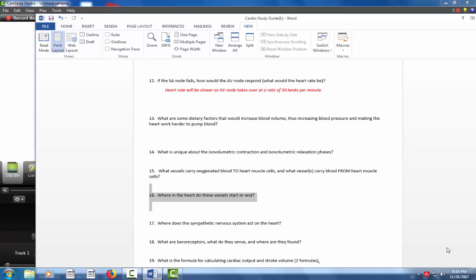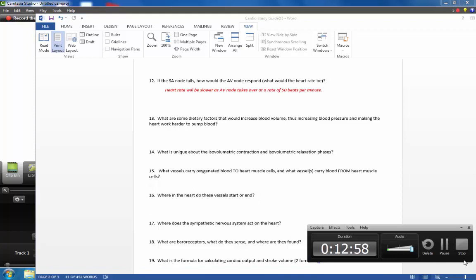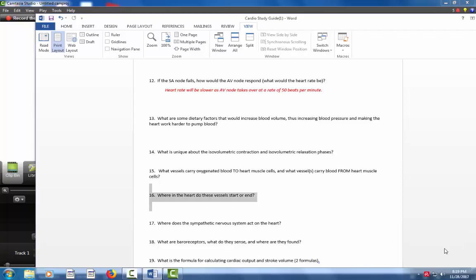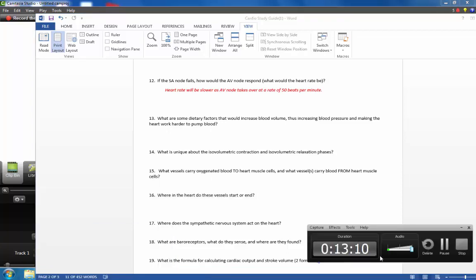So if the SA node fails, how will the AV node respond? It would take over the heart rate, right? And what would the rate be? Do you remember what I gave you for a value of the AV node? Yeah, 60 sounds right. The rate is actually 50 beats per minute, and that's what's shown in number 12 here. If the SA node fails and the AV node has to take over, the AV node fires action potentials at a rate of 50 beats per minute.